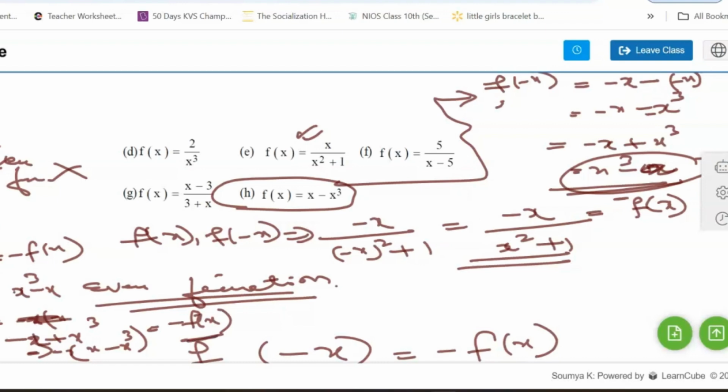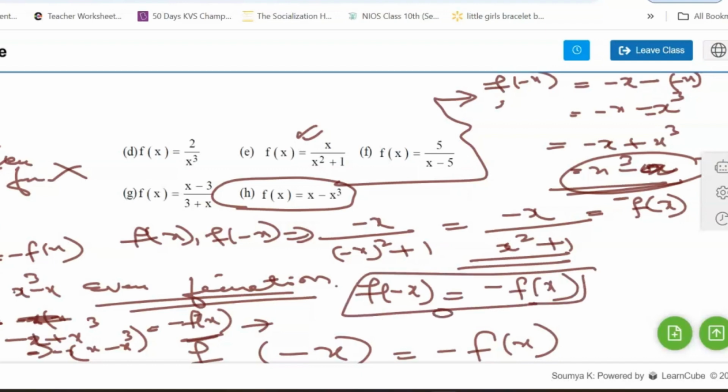Okay, so f of minus x equal to minus of f of x, which says that both are the same if the odd function situation is carried out. So the function itself is an odd function. Okay, this is satisfied. So the given function is odd.